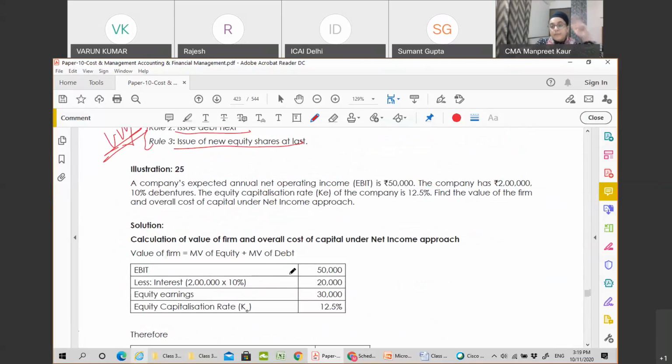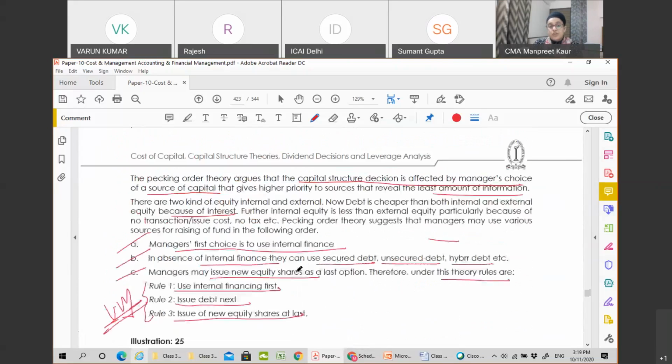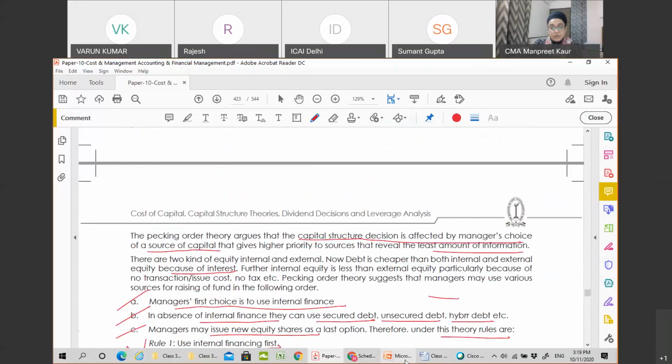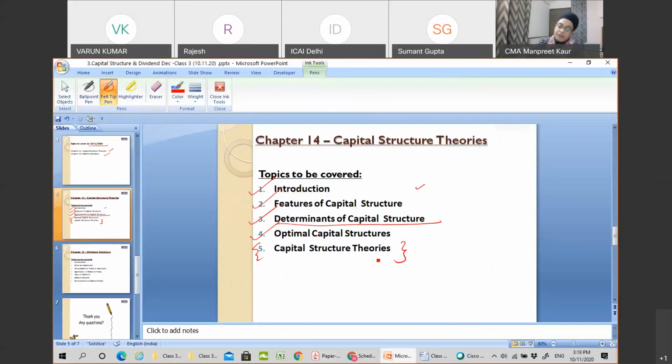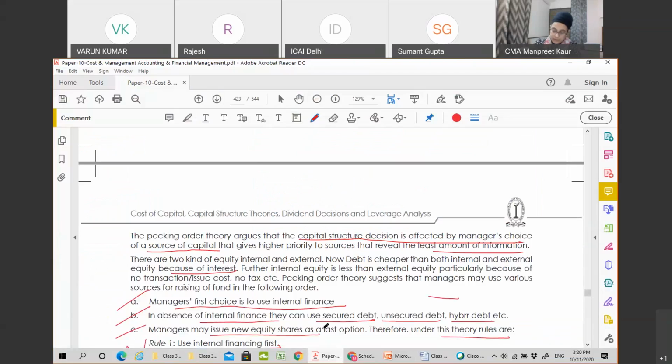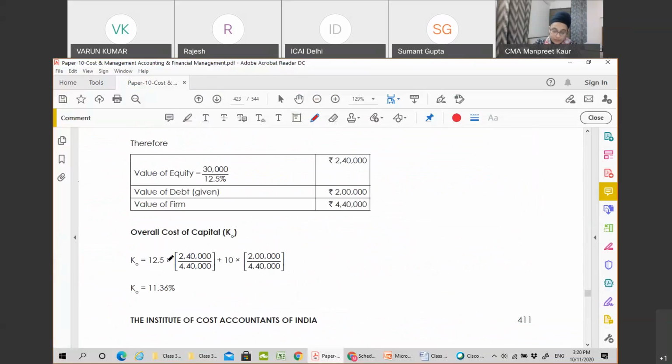This is the pecking order theory. This is very, very important from the theoretical viewpoint. So I hope this capital structure is clear to you. We have done the introduction, features, determinants, optimal capital structure, and capital structure theories, the trade-off theory and the pecking order theory.